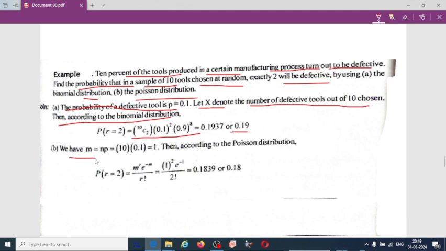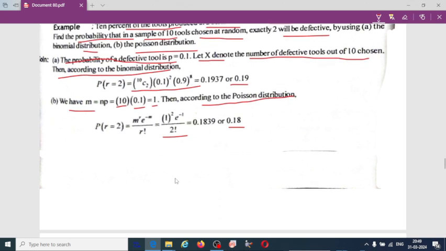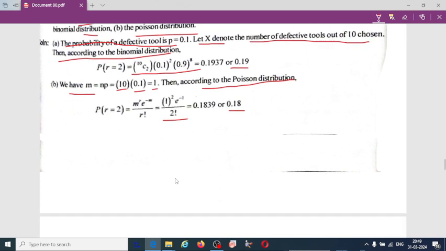Similarly, for Poisson distribution, m is the mean, m is equal to n into p. So n is 10, p is 0.1, that is 1, so the mean is 1. According to the Poisson distribution formula, you have to put the m and r values: m to the power r, e to the power minus m, divided by r factorial. If you put the m and r values, the Poisson distribution is 0.18. So like that you have to solve the given problem on Poisson distribution.